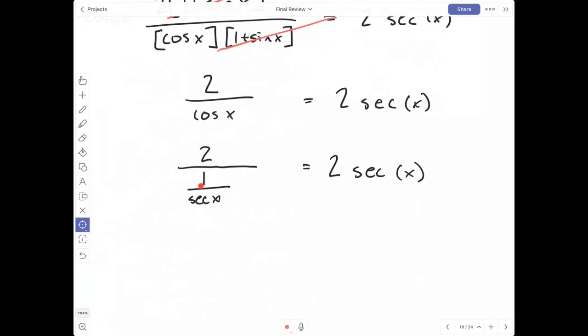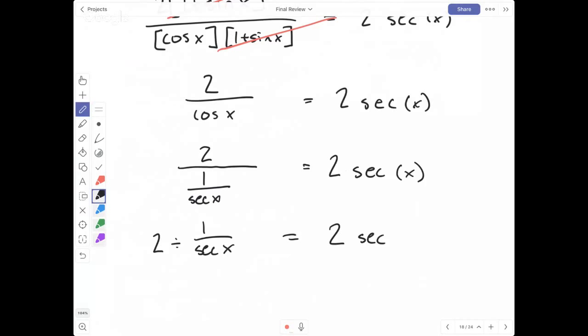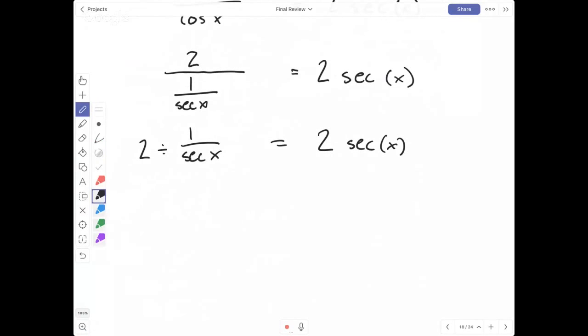And then I say, okay, knowing that cosine was the reciprocal of secant, I wrote cosine as 1 over secant. And how do I divide fractions? Well, I multiply by the reciprocal. So I've got 2 divided by 1 over secant x. And if I know that in order to divide fractions, I will multiply by the reciprocal, then this will be 2 times secant x, which does equal 2 times secant x.